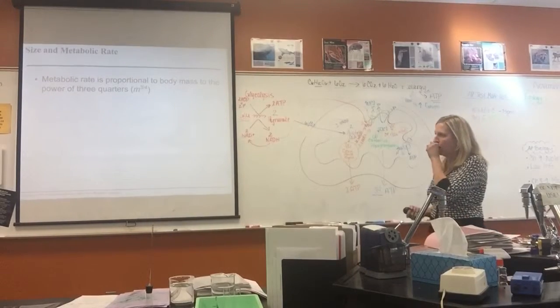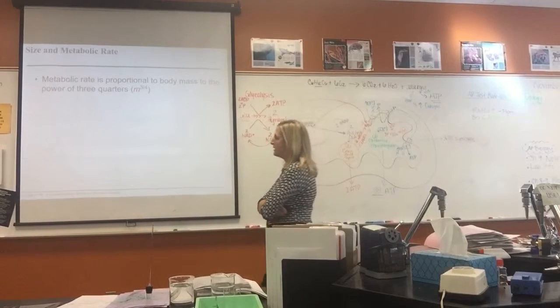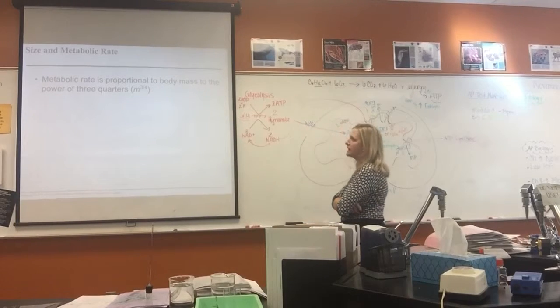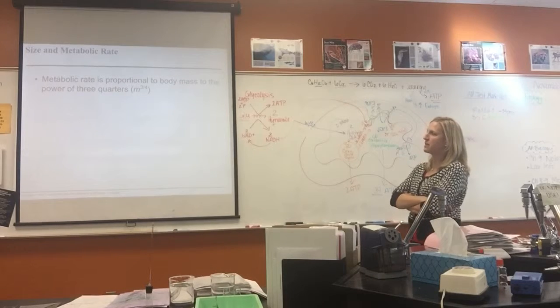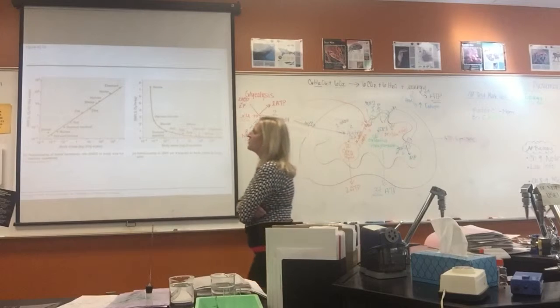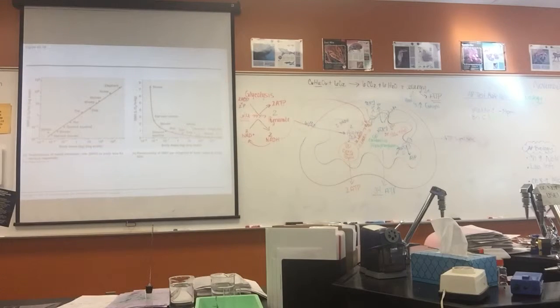So metabolic rate is proportional to body mass to the power of 3/4. M is the mass. So mass affects the metabolic rate. It's proportional. We have two graphs here. Let's look at this first graph and what it's showing. Down here, it says relationship of basal metabolic rate, or BMR, to body size for various animals.